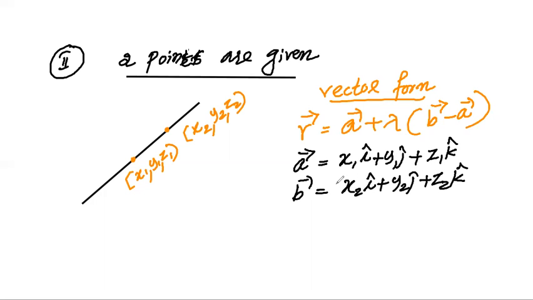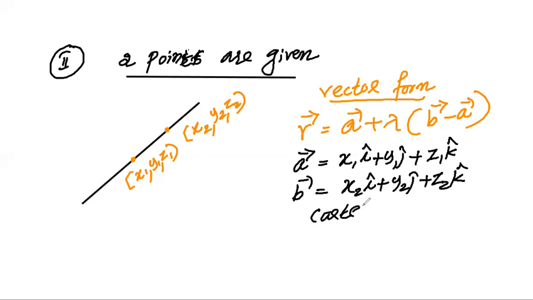Now you listen. We are discussing its Cartesian format. So vector format is easy. R is equal to a plus lambda into b minus a. If x1, y1, z1 is the first point, its position vector will be vector a. If x2, y2, z2 is the second point, its position vector will be vector b. So vector a and vector b. Is it clear? So r is equal to a plus lambda into b minus a.